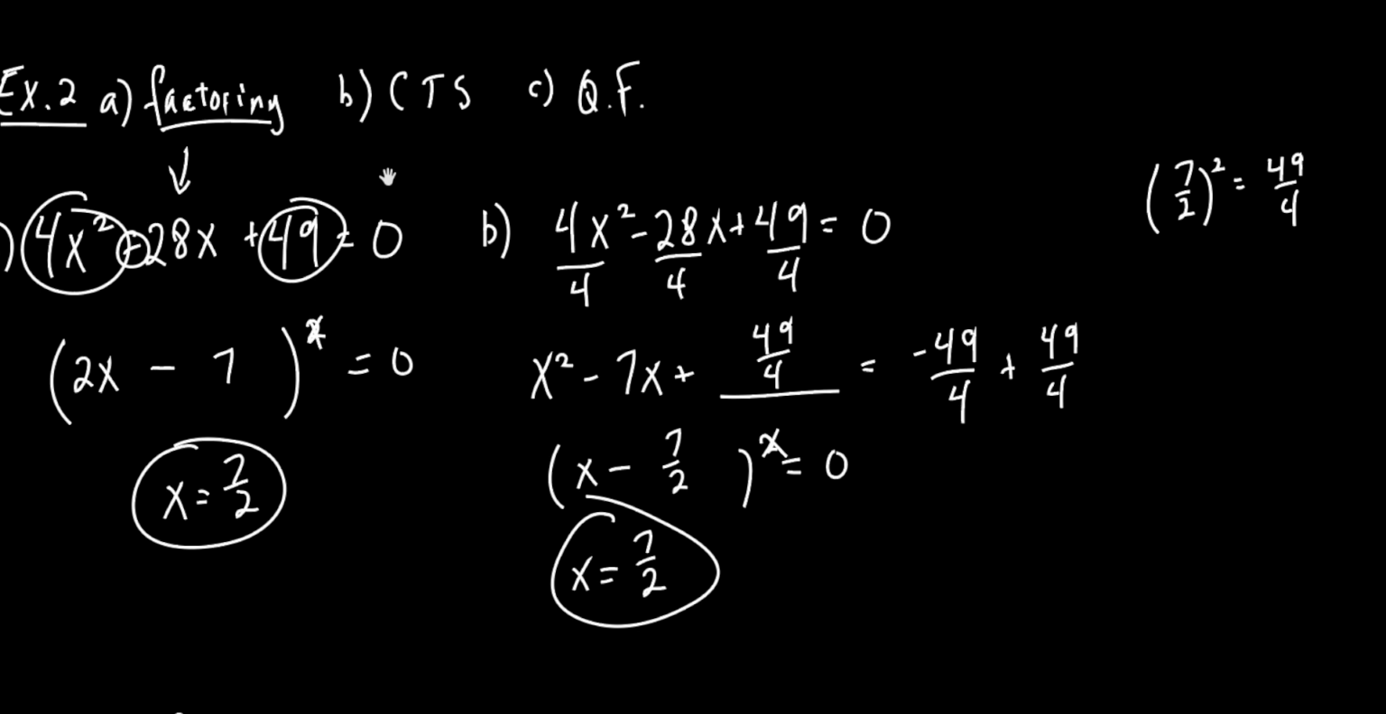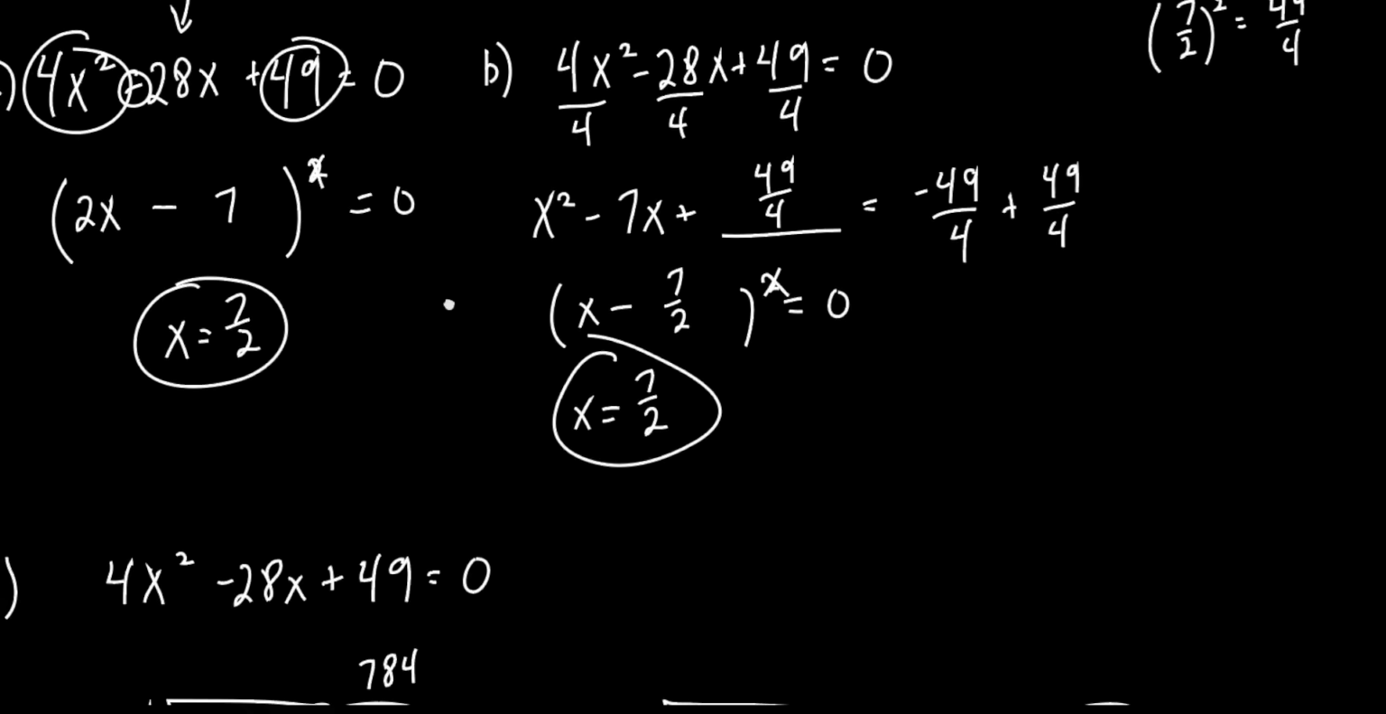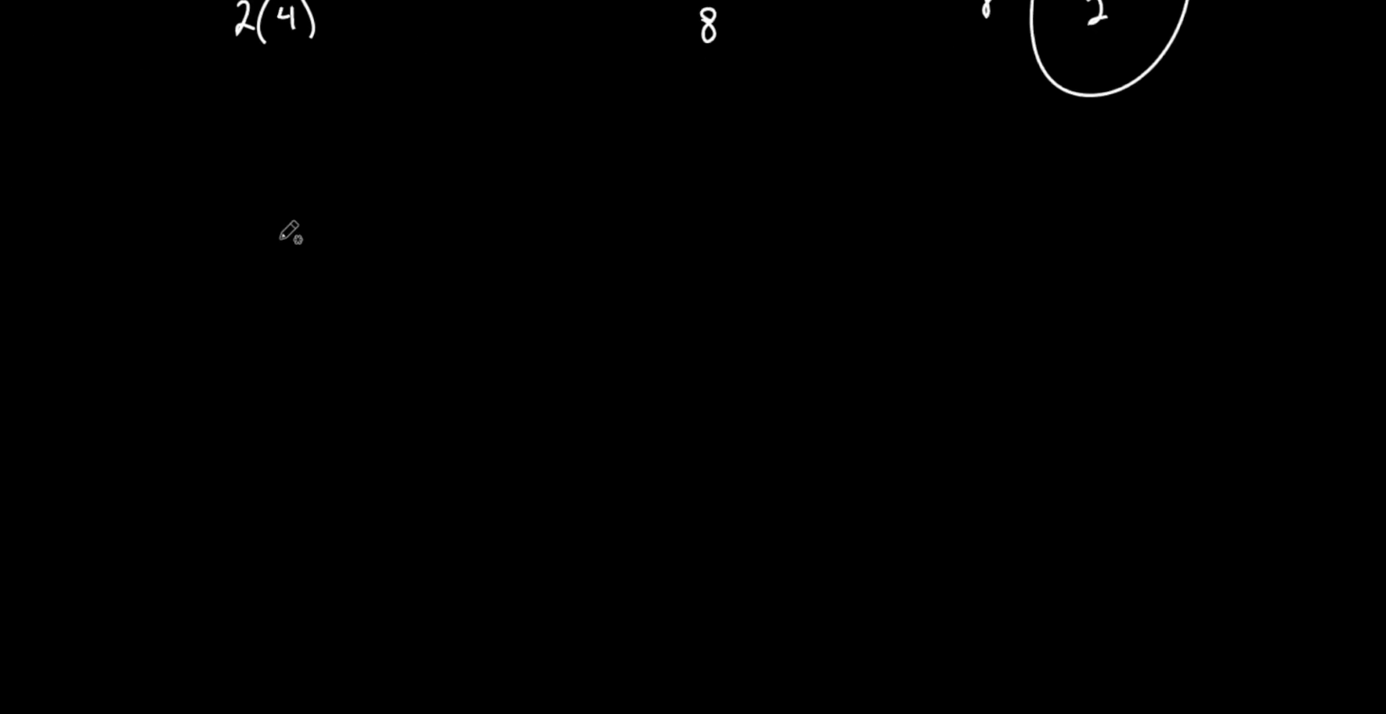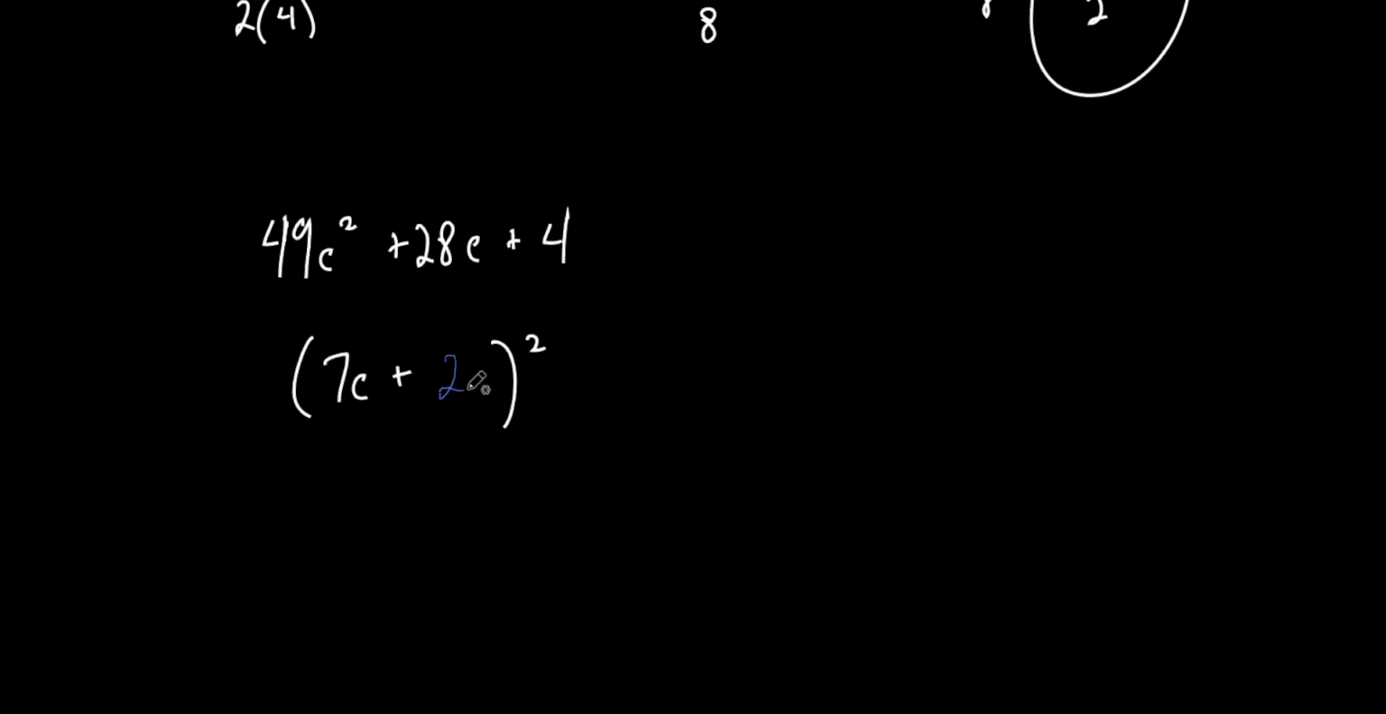Hunter, what's your question? If you were to take a problem like 49c squared plus 28c plus 4, just as an example, like a perfect square, isn't that a perfect square? I don't know, is it? Yeah. So how would you factor that? It would just be 7c plus 2.